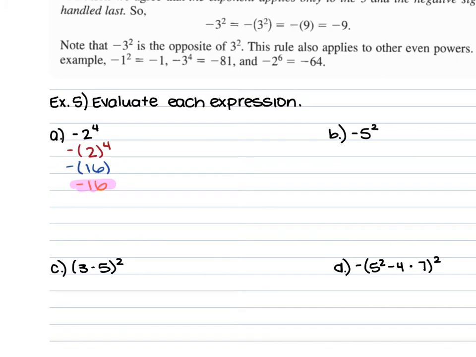For B, we have negative 5 squared. So again, same exact concept. We have an opposite of 5 squared. So that 5 squared goes first. We're going to have the opposite of 25, which is just negative 25.